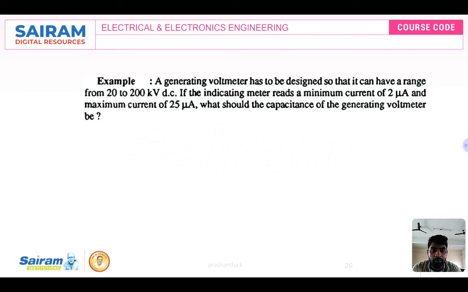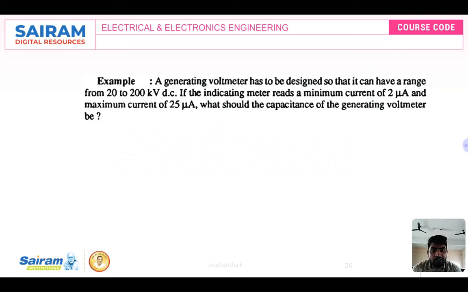So we'll solve one problem based on the electrostatic voltmeter. In that we have the peak value meter and also the generating voltmeter. The problem is based completely on the generating voltmeter. The generating voltmeter has to be designed so that it can have a range from 20 to 200 kilovolts DC. So the range is given as 20 to 200 kilovolts.